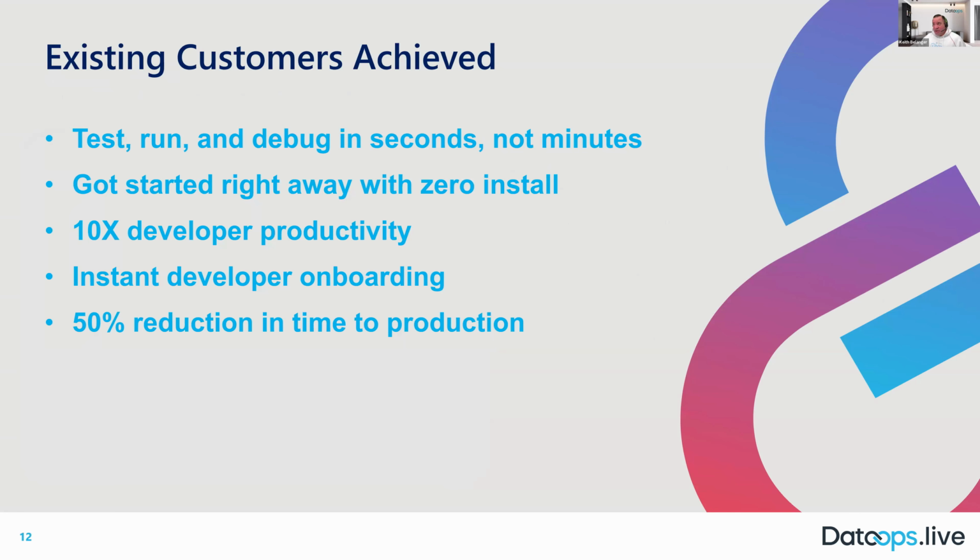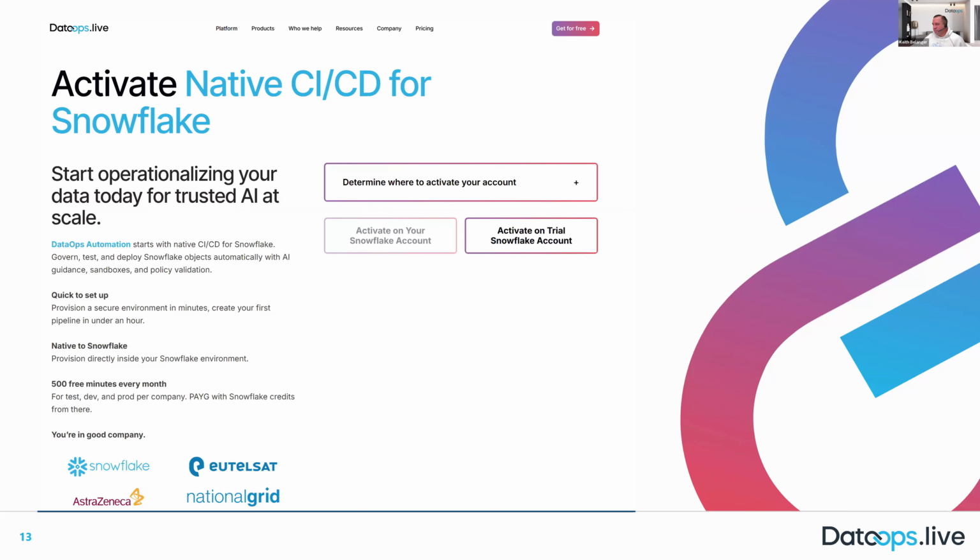So we find existing customers are using this. They're able to test, run, debug in seconds, not minutes. They can get started right away. There's nothing to install. It all comes automatically. We'll kind of go through that process. We're seeing 10x developer productivity, instant developer onboarding. So you can easily add people to your team. If you're a large company, it doesn't matter. We don't care if there's 1 or 100 people using the solution within your organization, and a reduction of 50% of their time to getting things into production.